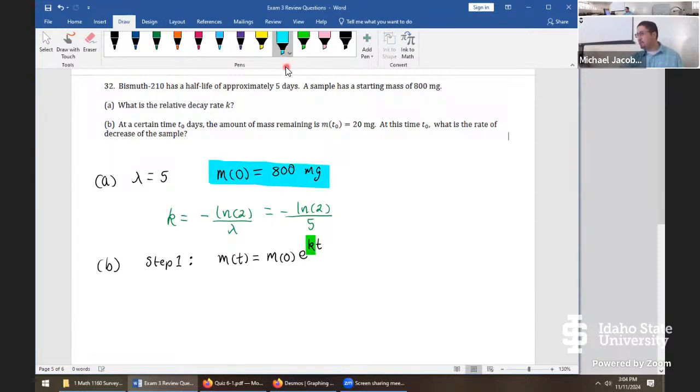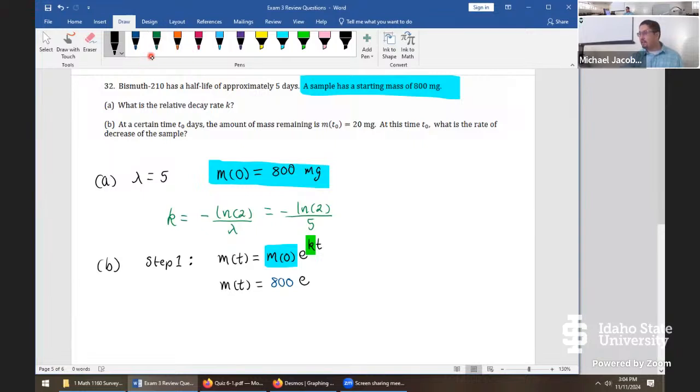In part A, we solved for k. We also wrote down this initial mass, it was just part of the problem, stated right here. So that gives us our value that goes here. So we need mass at t equals 800 e to the power of k, which is negative natural log 2 divided by 5, times t. So I'll write it in this way: e to the negative t natural log 2 divided by 5. So I'll just throw t in right there so it doesn't look like a t minus something. And that's our mass function.